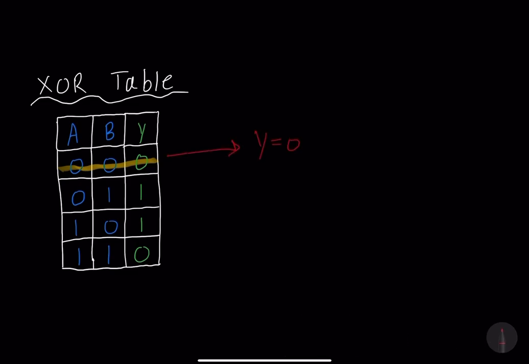Now, looking at the second row, A equals 0 and B equals 1. Notice how they're different inputs. A and B are not the same, and because of that, Y will equal 1. Looking at the third row, same thing, but this time A is equal to 1 and B is equal to 0. As there are different inputs again, Y will equal 1. Now we look at the final row, where A is equal to 1 and B is equal to 1. Notice how they're the same. Because they're the same value, Y will equal 0.